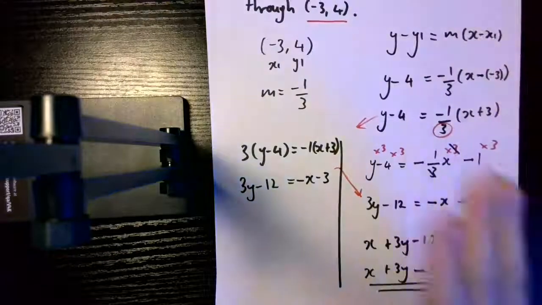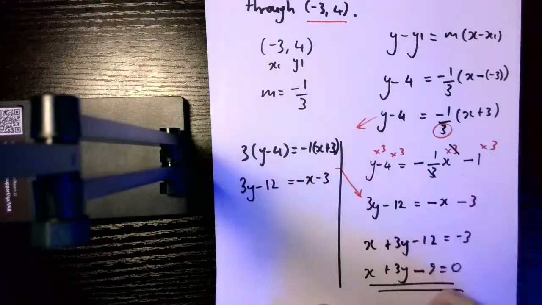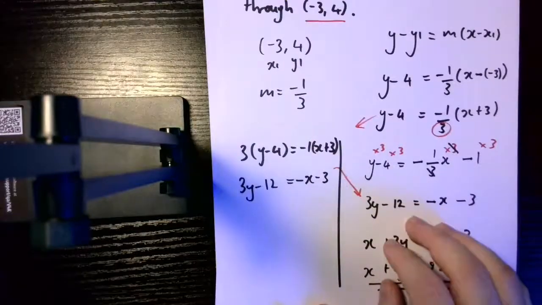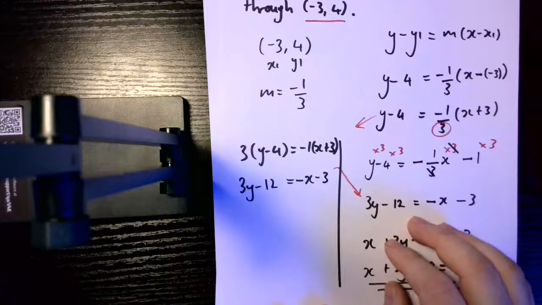Okay, so that's all we're going to do in this video. In the next video, I'm going to come back and I'm going to show you how to find the equation of a line that goes through 2 points. And we're going to have a little bit of a look at that. Okay, all right, but that is it for now.